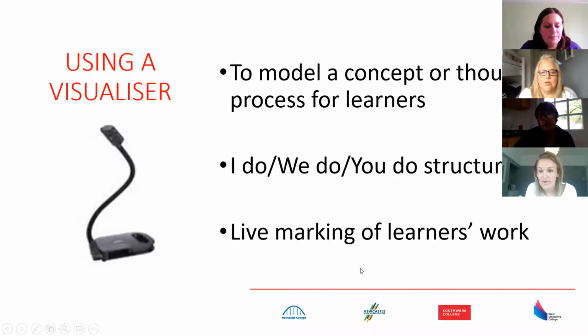And also I've used a visualizer a lot for live marking, trying to train the learners from an early stage how to use the assessment criteria so that they're more effective in peer marking and self-marking. I found a visualizer really useful to model that process and make them more confident. But obviously, once we were all at home remotely, I didn't have my visualizer to use. I didn't know how I would get around that issue.